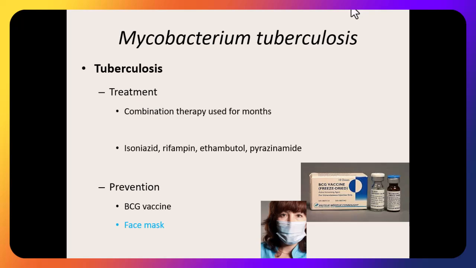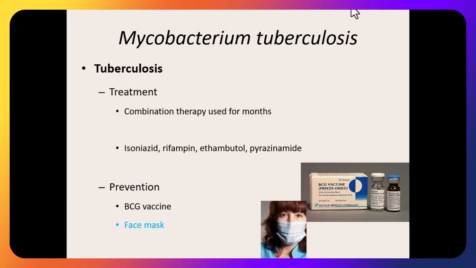It's hard to kill. I mean, it's slow to grow. It's really picky. It hides out inside of cells. So it's usually a combination of antibiotics that are given for months. It's not just like a normal sinus infection, 10 days of antibiotics and you're done. It's a lot of antibiotics that are given long term.